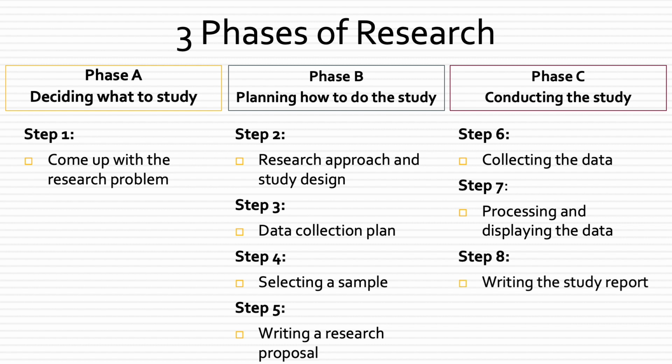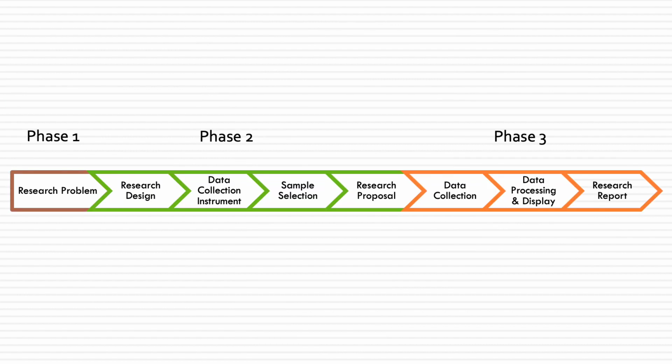And then step 8 is the final step, and that is taking everything you've done and everything you've learned and putting it into a study report so that you can share your findings with others. This is the same process in a linear look, so that you can see first you do your research problem, then you do phase 2 where you basically are doing all the planning, and then you do phase 3, which is when you do the actual research.